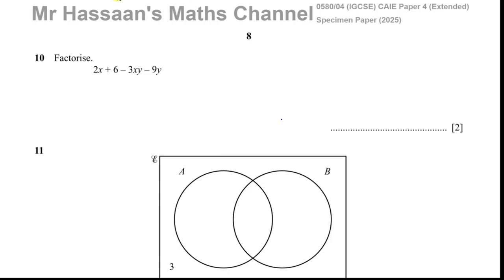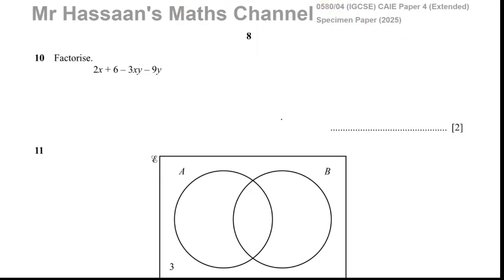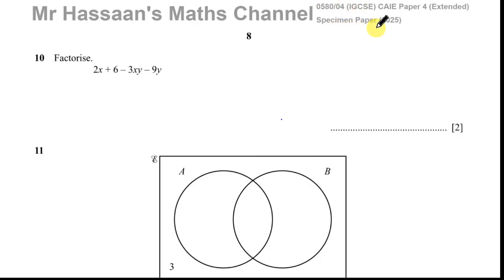Hassan's Maths channel, and I am now answering question number 10 from the specimen paper of the IGCSE Cambridge 0580 paper 4. This is a specimen paper for 2025, and here we are answering a question about factorizing, and this is a type of factorizing involving taking out highest common factors, and it's where you have four terms.